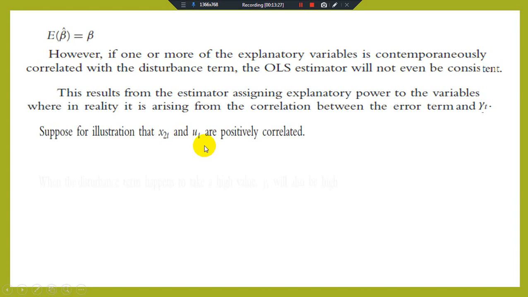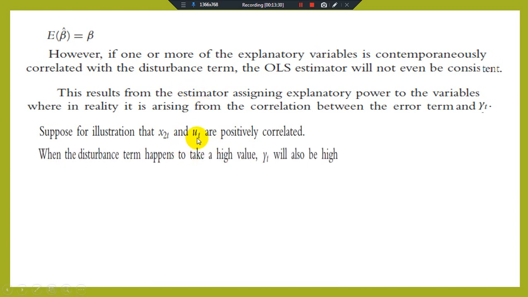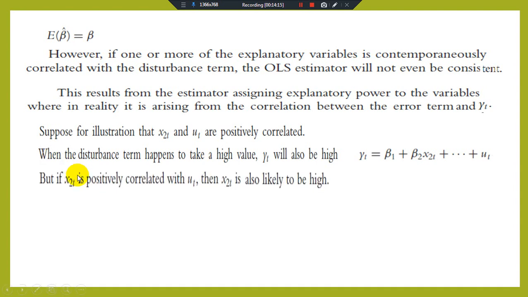Okay, suppose in a regression analysis we find that our explanatory variable x2t has a positive correlation with our error term. When the disturbance term happens to take a high value, and we have high correlation between our explanatory variable and our error term, there may be a chance that our error term will be high, and a high error term will encourage a high value of y. Like we have y_t is equal to beta 1 plus beta 2 x2t and so on plus u_t. So see, if x2t is correlated with u_t, then u_t will be higher, and higher u_t will encourage a higher value of the dependent variable y_t.